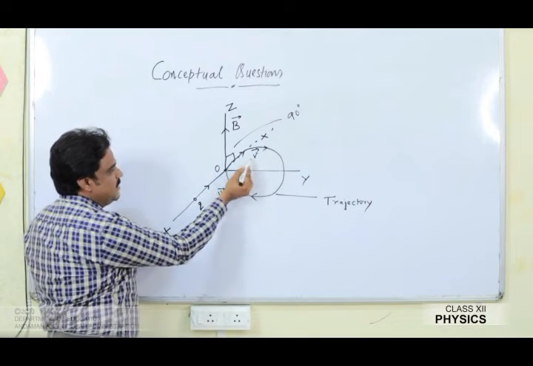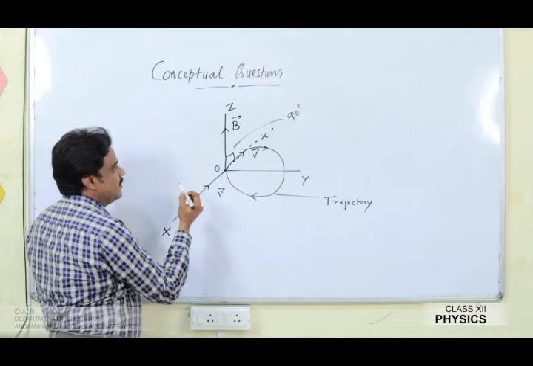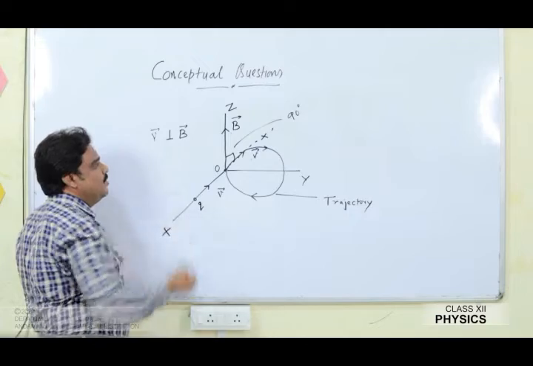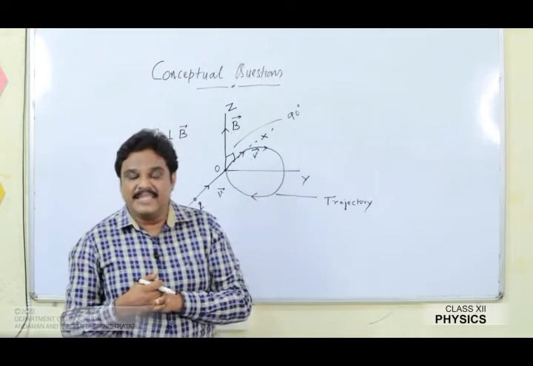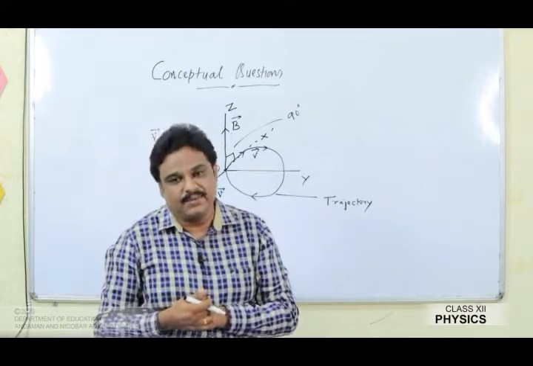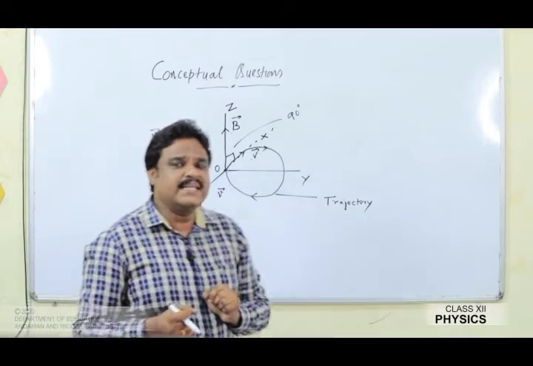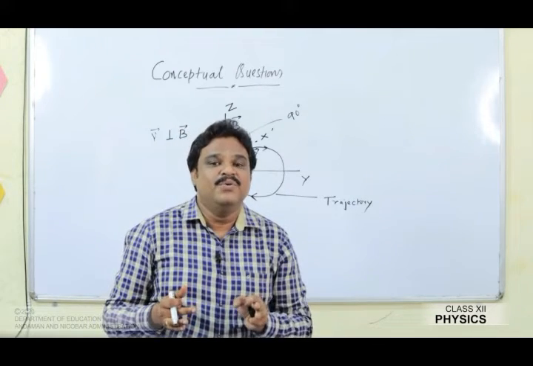You are able to see the velocity vector and the magnetic field vector are perpendicular. So when V and B are perpendicular, this is the case of centripetal force, and the charged particle traces a circular path as shown. Now the second question: is there any gain in kinetic energy by the charged particle? The answer is no. What is the reason?